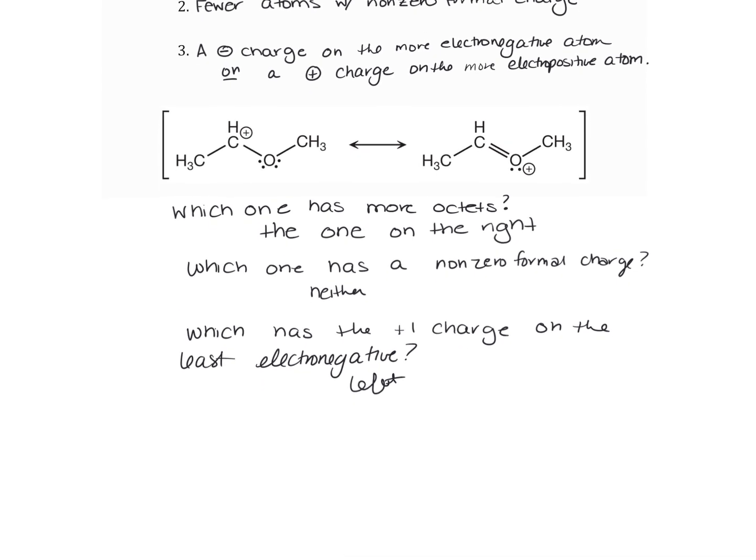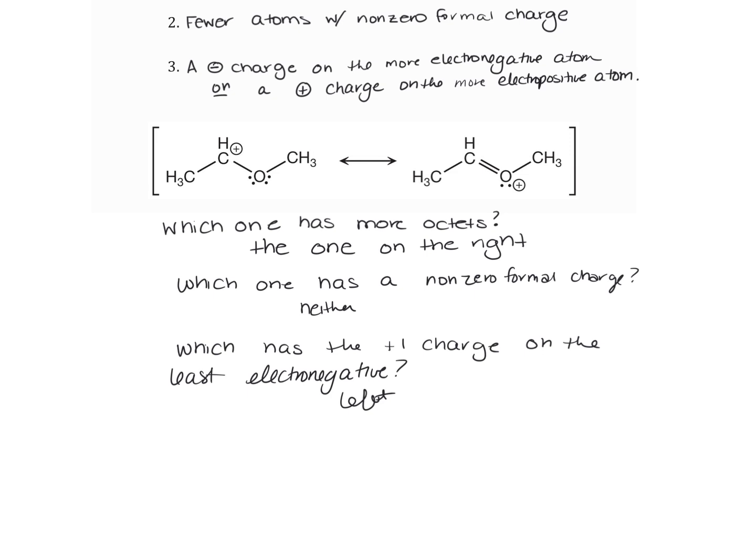Now, here's the deal. That's a contradiction. We have one criterion that says this should be the major contributor, and this criterion says this should be the major contributor. And so when you look at that, then you have to weigh importance. And the one with the most octets, that factor is more important. So the one on the right here is the major contributor, and the one on the left here is the minor contributor.